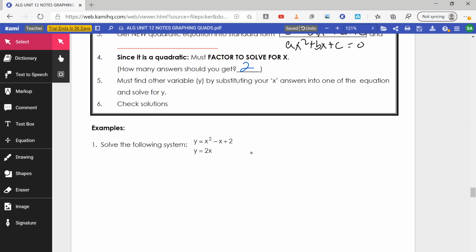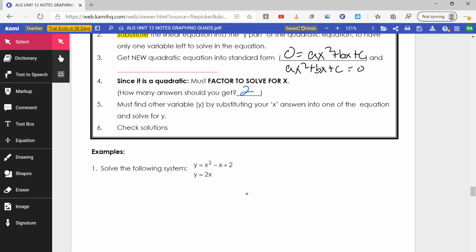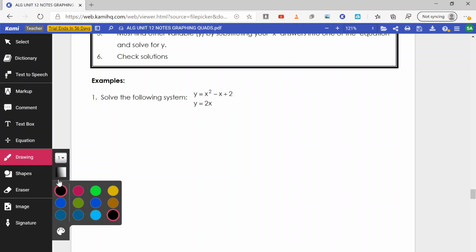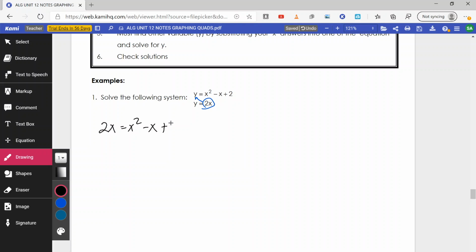So what does this look like? Step 1 is to make sure that both are in y equals form. So here we have y equals x squared minus x plus 2 and y equals 2x. We're good in that respect. Now, what it means by substitution is that because 2 things are equal, I can substitute whatever it's equal to into the other equation. So because y equals 2x, I can take 2x and replace the y in the quadratic equation with 2x. So we end up with 2x equals x squared minus x plus 2.